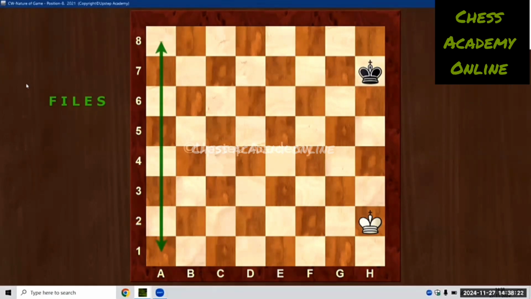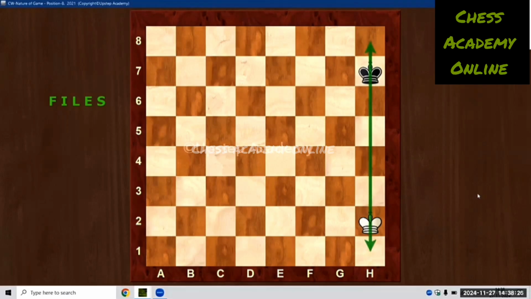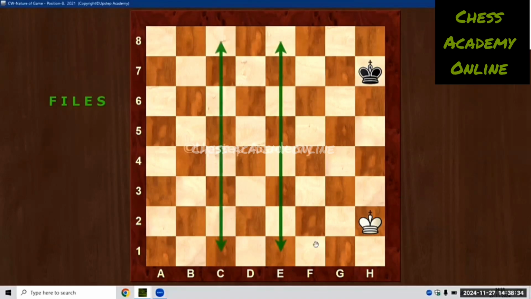Similarly, the kings are placed on the H file. We can see the letter H below the kings. So all the standing lines are called files. This is the E file. Next, this can be the C file, pointing at the letters. So standing lines or vertical lines which go up and down are called files.